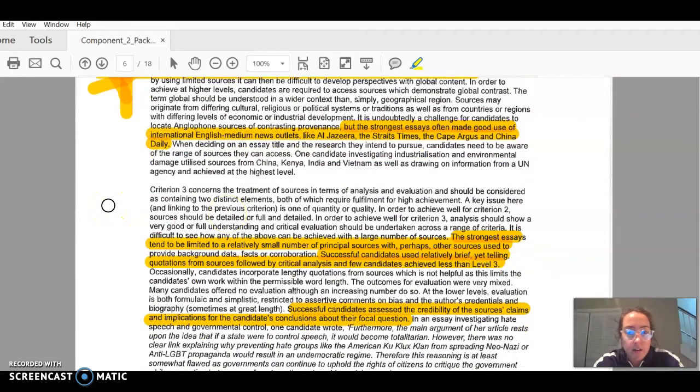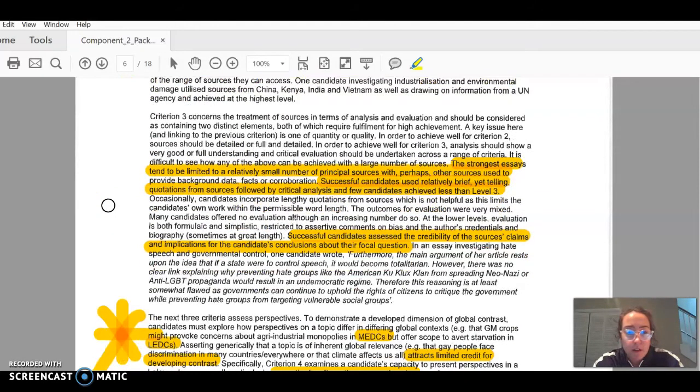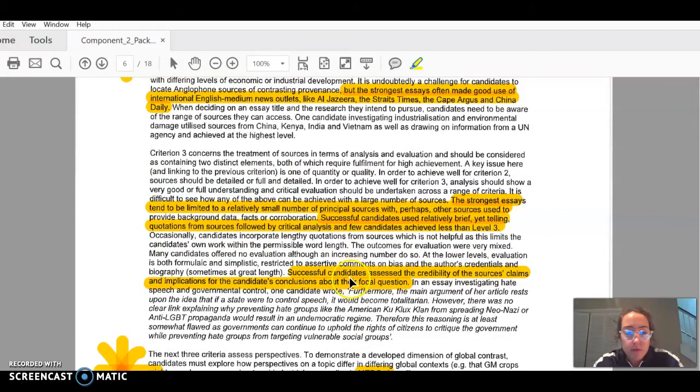The third mark is about analysis and evaluation. The first part that they mentioned that I like talks about use of sources, and you don't want to use too many, because then you kind of water down your focus a little bit. So it says that successful papers use a limited number of sources, with some others providing some background or corroboration, so putting two together to come up with a conclusion. And again, with the quotation, using brief but telling quotations from sources, followed by critical analysis.